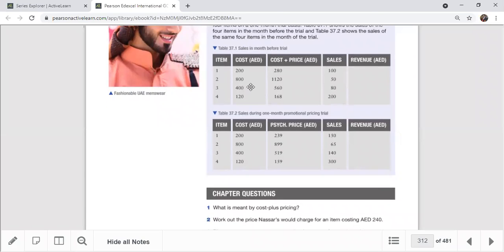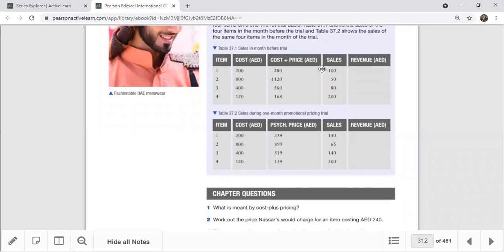Costs are 200, 800, 400, 120, and they are using cost plus pricing because they're keeping a 40% profit margin. So 200 plus 40%, which is 80, is 280. 800 plus 40% gives 1120. 400 times 40% is 160, so 400 plus 160 is 560. 120 times 40% gives 168. It is cost plus pricing.